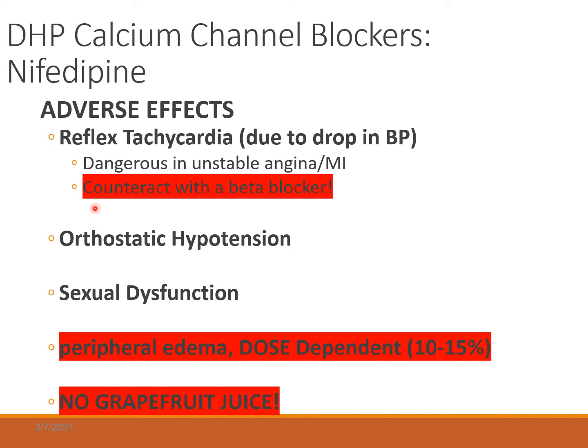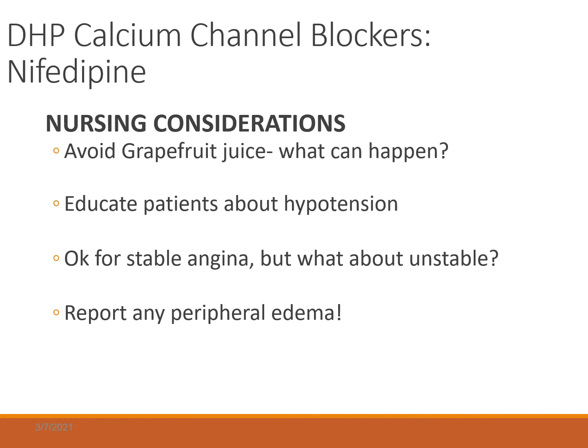Adverse effects are reflex tachycardia in calcium channel blockers. So we counteract this with a beta blocker. Orthostatic hypotension, which is seen in all hypertensive drugs, and sexual dysfunction. The main thing to notice with calcium channel blockers is that it cannot be used for unstable angina. It causes peripheral edema, which is dose dependent, 10 to 15%, and no grapefruit juice. All right. So that's it. Then nursing considerations, again, avoid grapefruit juice.